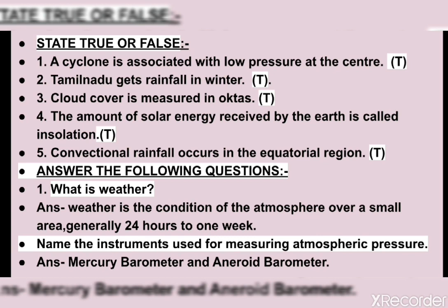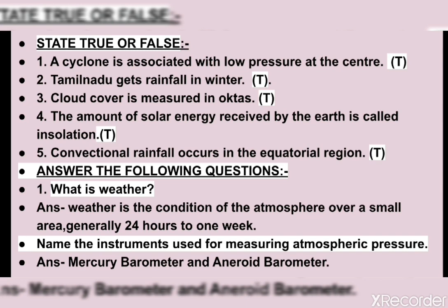Answer is true. Tamil Nadu gets rainfall in winter. Answer is true. Cloud cover is measured in octaves. Answer true. The amount of solar energy received by the earth is called insolation. This is also true. Convectional rainfall occurs in the equatorial region. Again, answer is true. So all the answers in true and false is true.